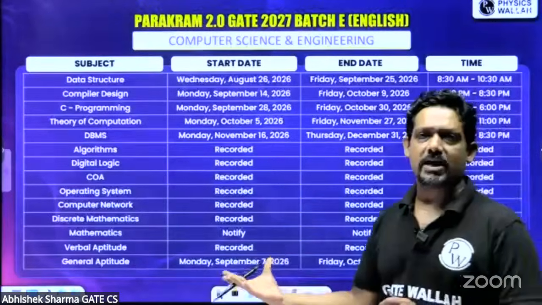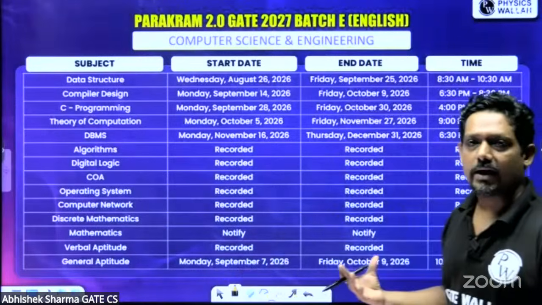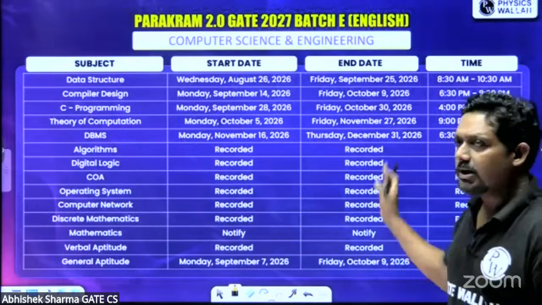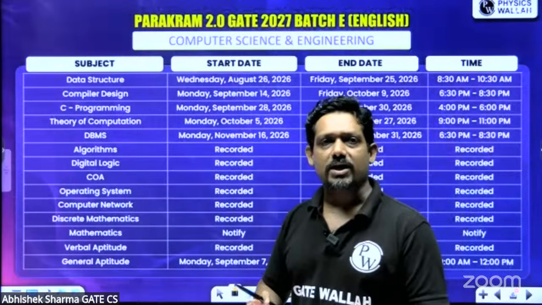Aptitude will be starting from Monday, September 7, and it will continue till October 9. The timing is also mentioned over here. So this is the planner that we are following, and the live lecture is going to start from tomorrow with the subject data structure.